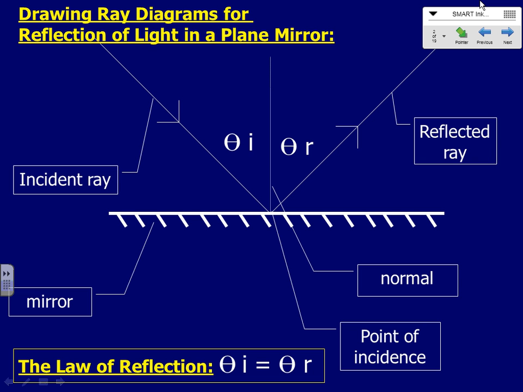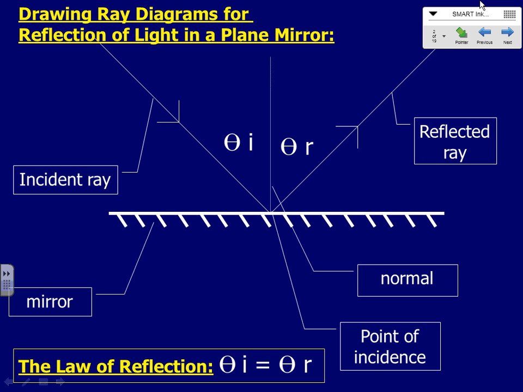And I'm going to then be showing you how we draw ray diagrams in order to figure out some interesting things. Again, notice that the incident ray has an arrow pointing towards the mirror. The reflected ray has an arrow pointing away from the mirror. And so when we draw our ray diagrams, we want to make sure that we have our arrows so that it makes sense which way the rays are going.